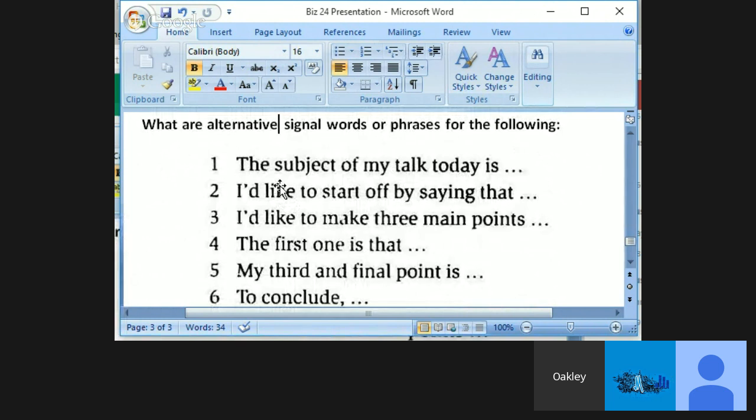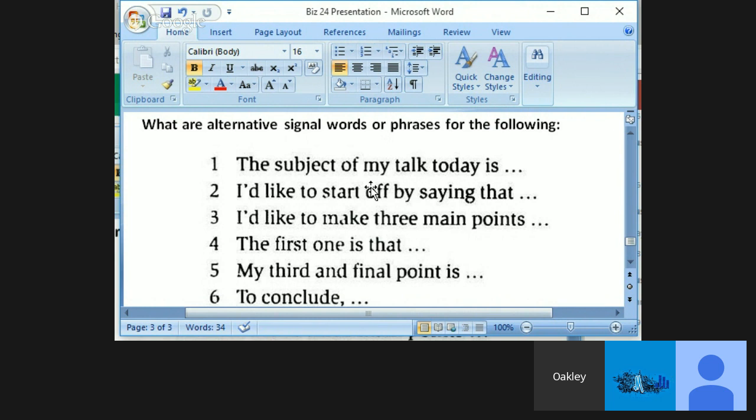Okay. Alternative signal words or phrases. I know I always say this, and I say it a lot, but using these kind of transitionals or signal words or signal phrases to introduce what you're saying. Okay. Let's see if we can quickly think of alternatives to these. Let's just take turns. Mustafa, number 1.